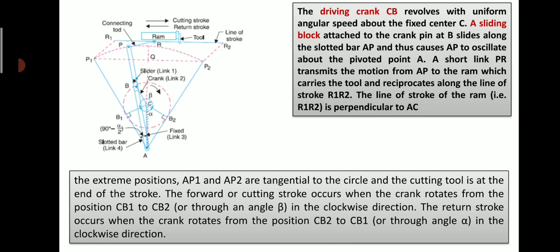The extreme positions AP1 and AP2 are tangential to the circle, and the cutting tool is at the end of the stroke. The forward or cutting stroke occurs when the crank rotates from the position CB1 to CB2 through an angle beta in a clockwise direction. The return stroke occurs when the crank rotates from the position CB2 to CB1 through an angle alpha in the clockwise direction. In this way we can define the time of cutting stroke as beta and the time of return stroke as alpha. So beta upon 360 minus beta is nothing but the required ratio.